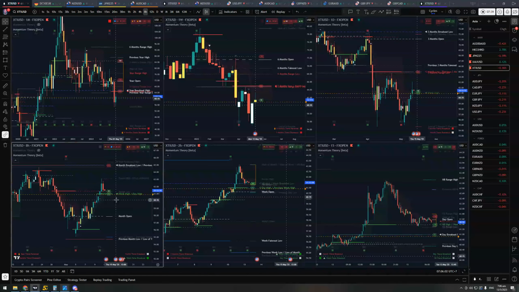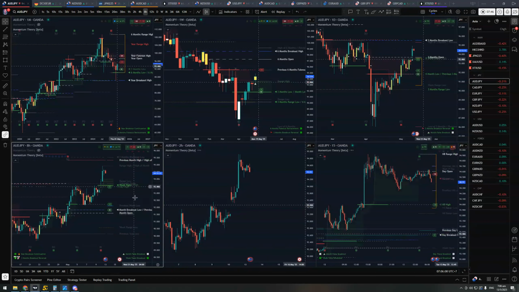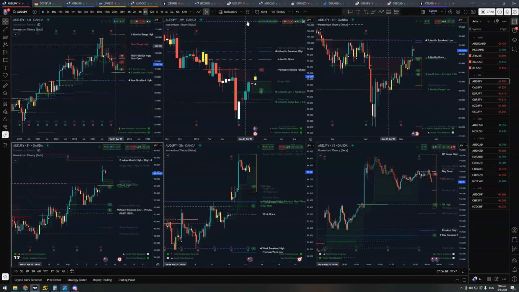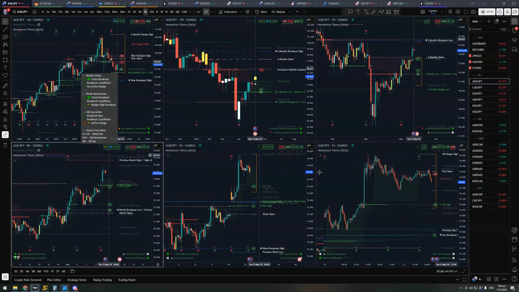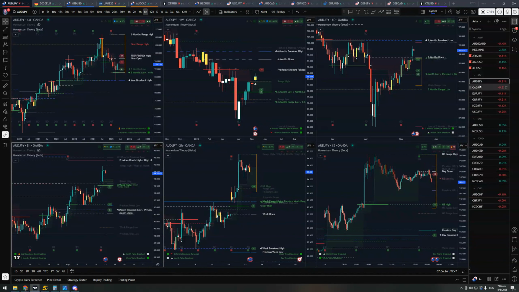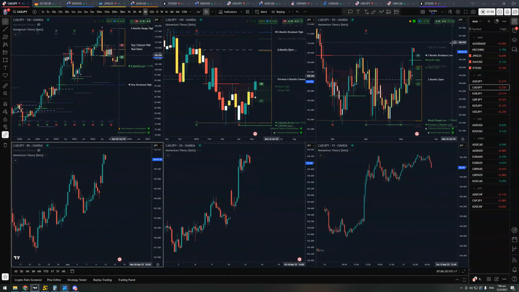Yen pairs, nothing, nothing, nothing, nothing. So again, I'm just looking at this top over here, this indicator. I'll explain more in detail in the Whop about what I'm specifically looking for. But for now, I'm just quickly browsing through.